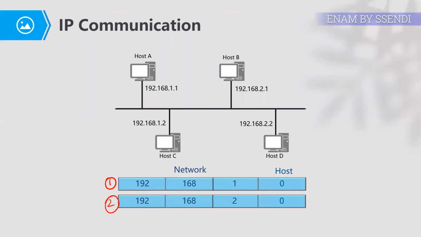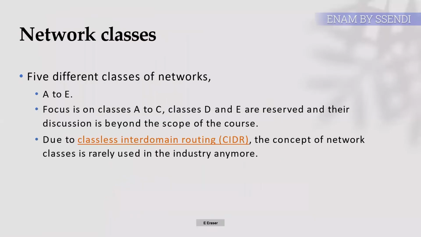We have two networks. And we said with class C, it has 24 network bits. So all these bits are turned on into 1, all these 8 bits, they're turned on into 1. And then the host bits now are zeros. If we convert this number to binary using a subnet mask.